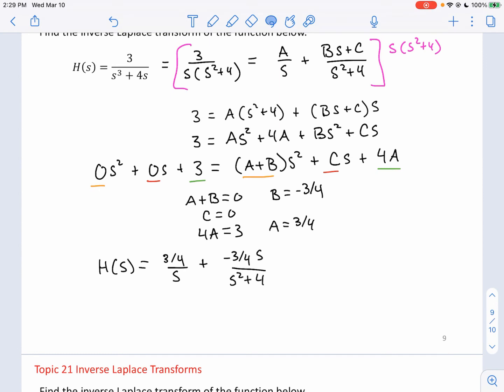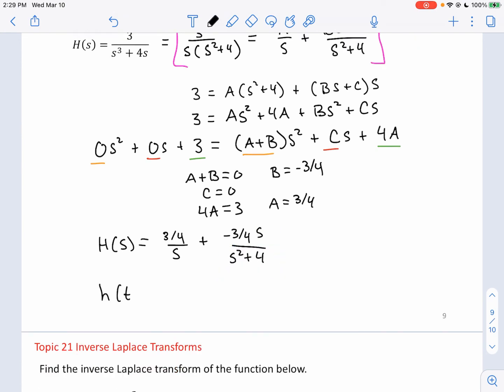And we are prepped to do two inverse Laplaces. So the inverse Laplace of k over s is just going to be k. And then here we have an s over s squared plus 4. The inverse Laplace of that will be cosine of 2t. So we're going to get little h of t. The inverse Laplace will be just 3/4, and then minus 3/4 cosine of 2t.